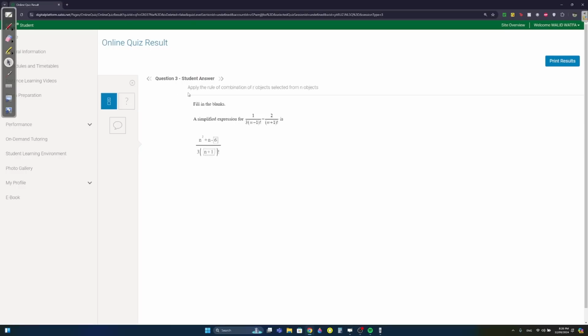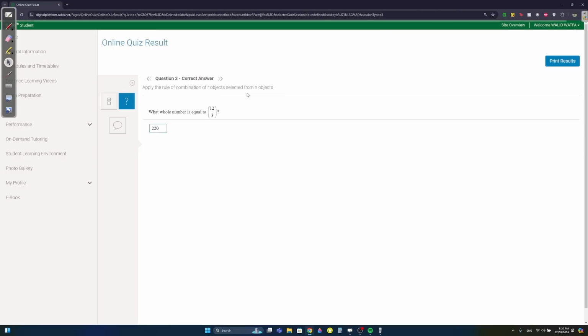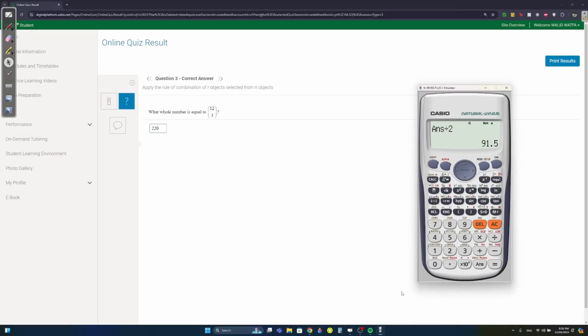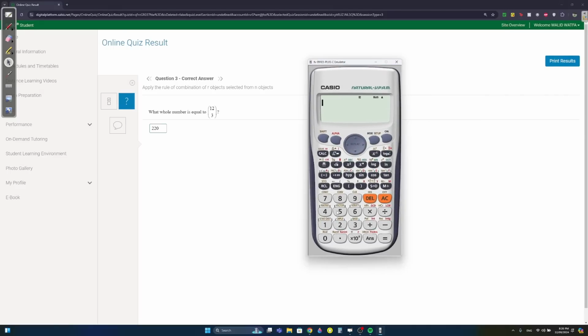Question 3. 3 or 4, they're easy. This one is combination. 12C3. Remember, you can do combinations on your calculator. 12C3. Any calculator can do this. 220.